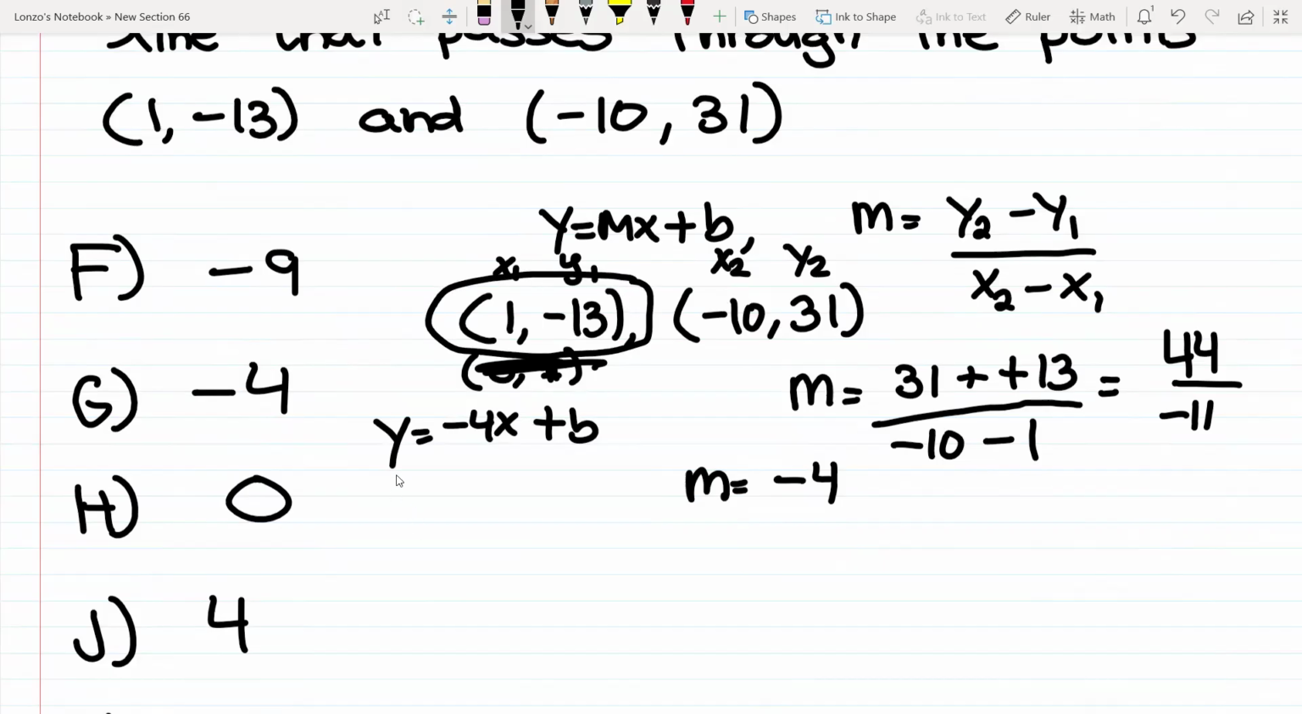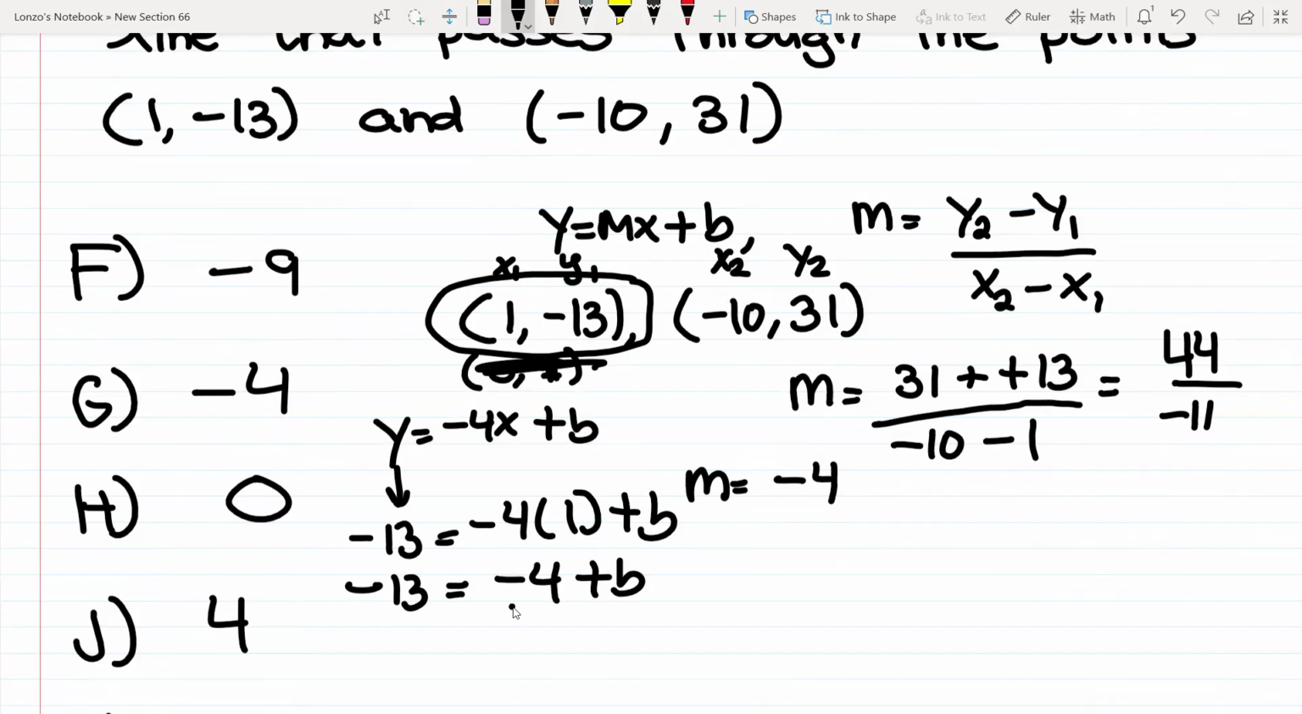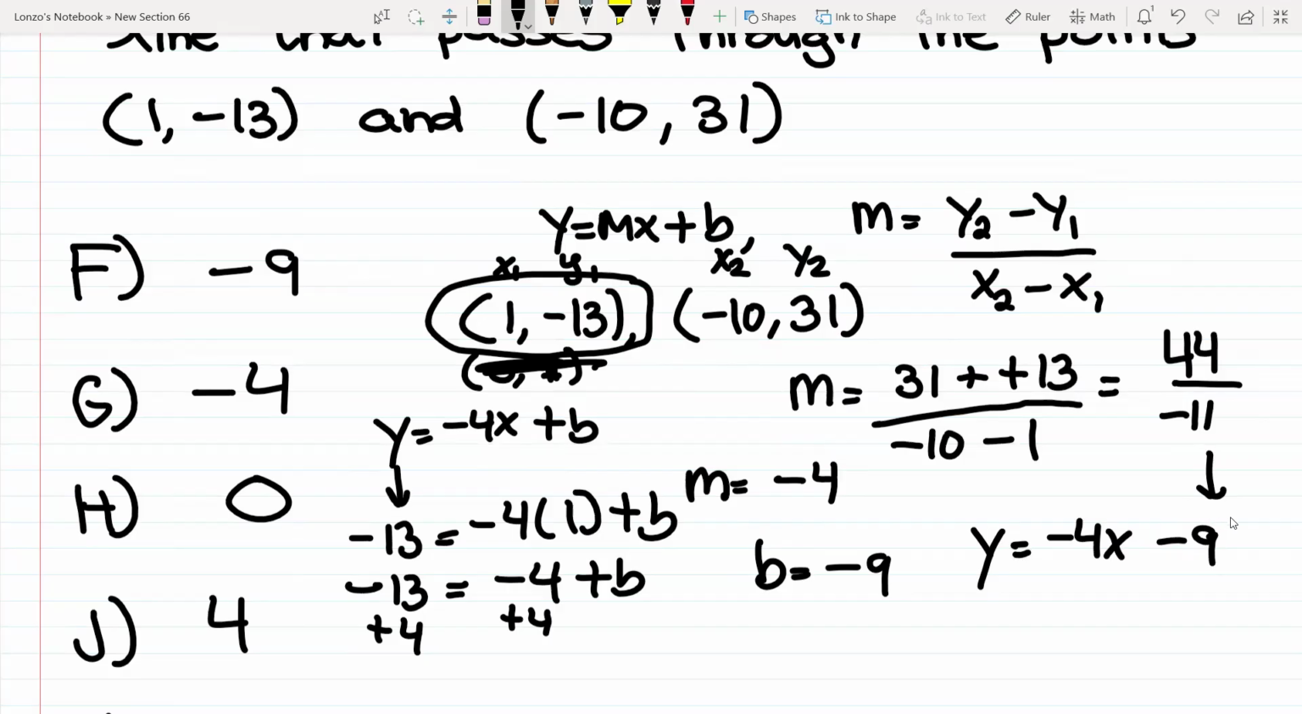I'm going to do this one. And then I'm going to substitute those values. So my y is negative 13 and my x is 1 plus b. Negative 4 times 1 is negative 4 plus b. Add 4 to both sides. So you get b equals negative 13 plus 4, which is negative 9. So my equation is going to be y equals negative 4x minus 9, and negative 9 is my b.